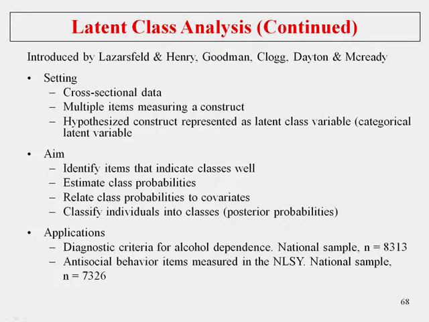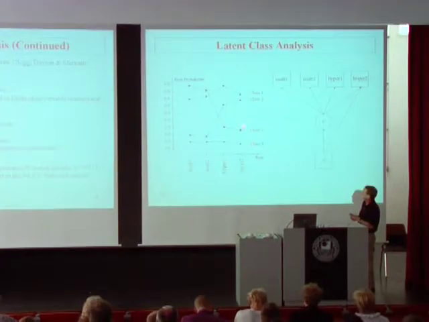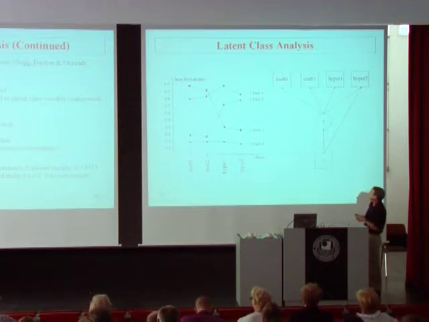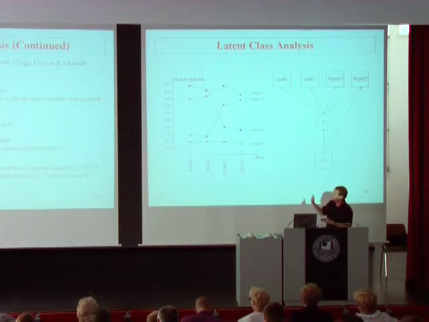So by that I mean that for this item, you have a big discrepancy in probability between classes 3 and 4 on the one hand and classes 1 and 2. So there's a big jump here. So it discriminates between those two sets of classes. The probabilities are not the same across the classes. That's an item that works well.